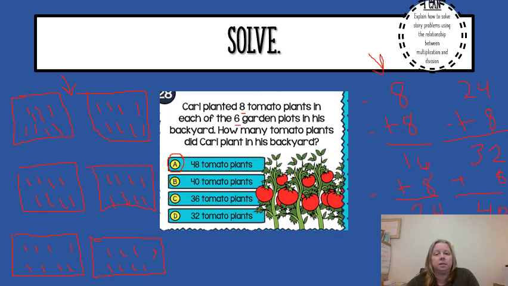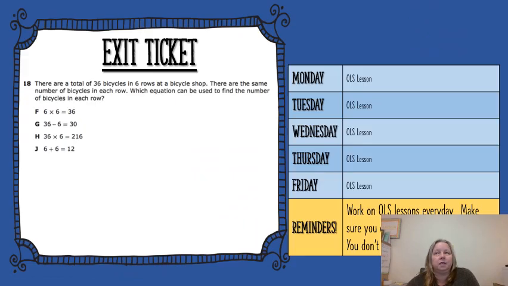All right, guys, last slide, one more, and you are done. Exit ticket, exit ticket. There are a total of 36 bicycles in 6 rows at a bicycle shop. There are the same number of bicycles in each row. Which equation can be used to find the number of bicycles in each row?